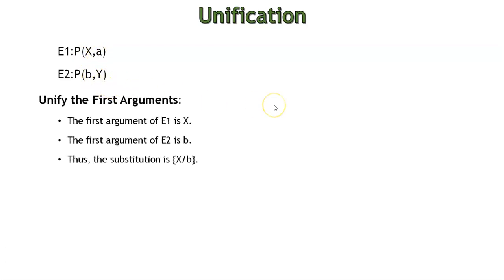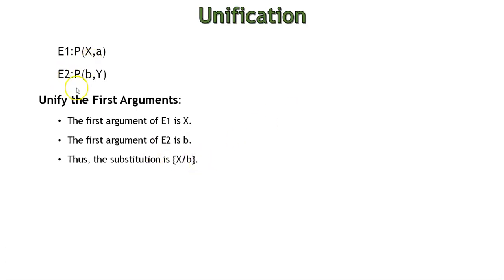Here, these are the considered expressions, right? P of x comma a and P of b comma y. Both the expressions have the same predicate. Therefore, we can proceed to unify the arguments present. Arguments are x comma a and b comma y. So the first step, let us unify the first argument.